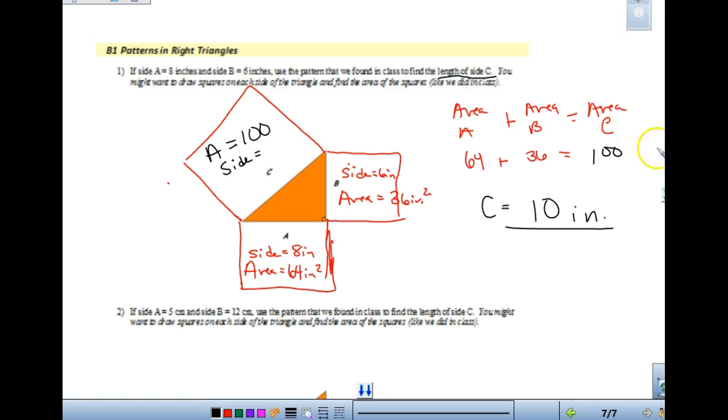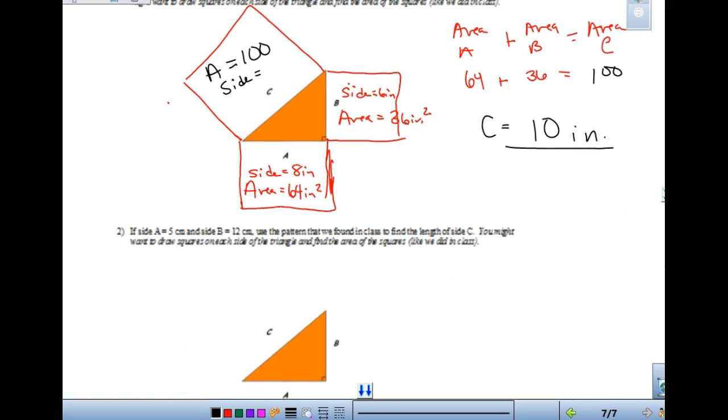So you're going to do number 2 in the same way. Draw the squares off. Okay? Do the same thing. Area of A plus area of B equals area of C.